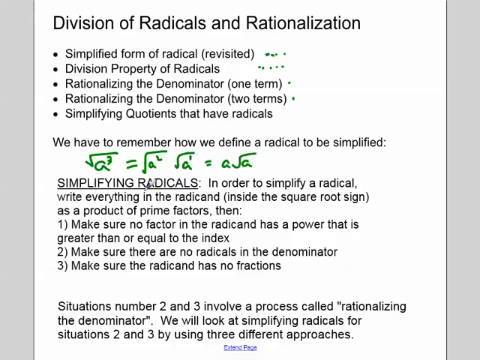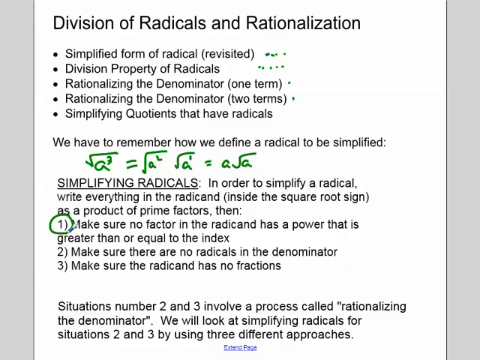So something like that. But step number 1 is going to be the most important one. Make sure there's no factor in the radicand, inside the square root, that is a power greater than or equal to the index. This guy is greater than the index, so we've got to simplify him out by separating and conquering. This guy is still equal to the index, so we've got to simplify him to get a, and then that square root of a stays inside the house. So that's kind of what we're doing there, and really, that's the whole idea of simplifying a radical.